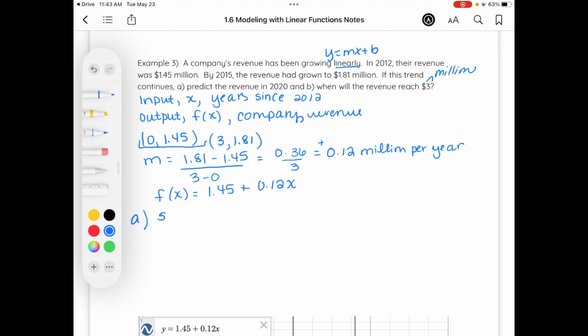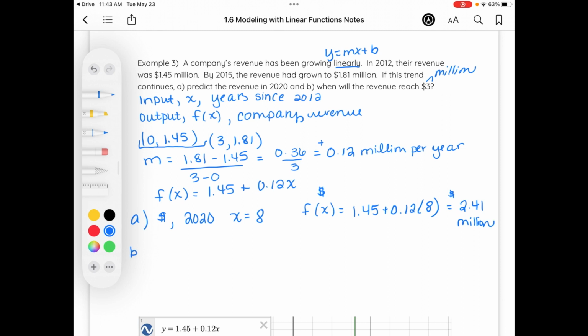Well, we want to know what is the revenue in 2020. Well, 2020 is 8 years after 2012. So in this instance, X is 8. And I can easily find what is the revenue, which is our function value, by substituting in 8 for X. And this will give us approximately $2.41 million.